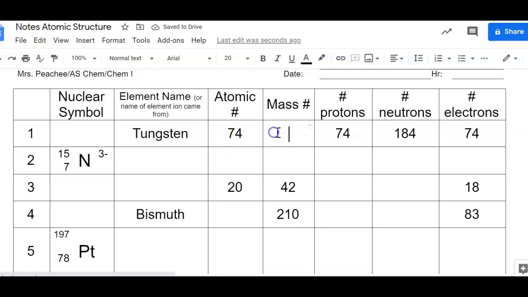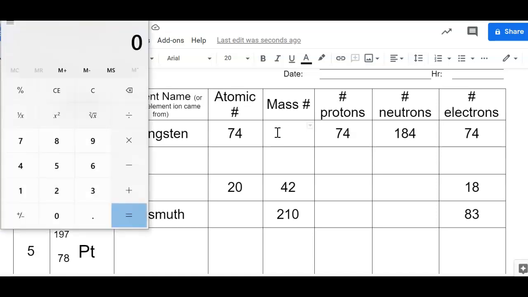And I know the mass number can be gotten by adding protons plus the neutrons. You have to be given the mass number, or you have to calculate the mass number by adding protons plus neutrons. So I'm going to take 184 plus 74, and I get 258.